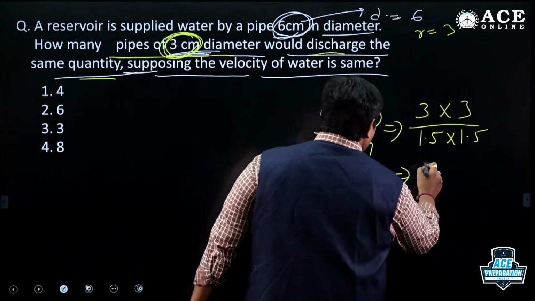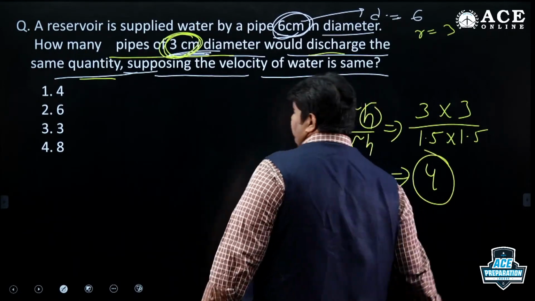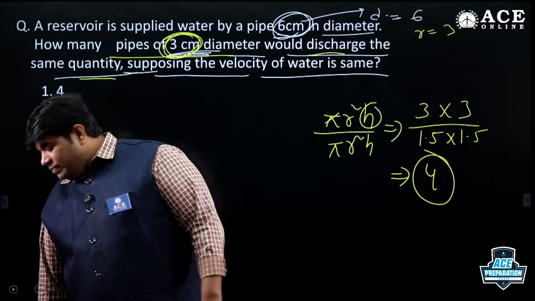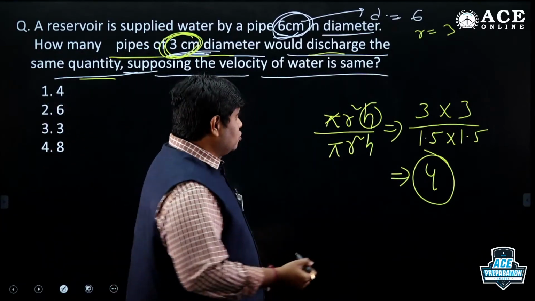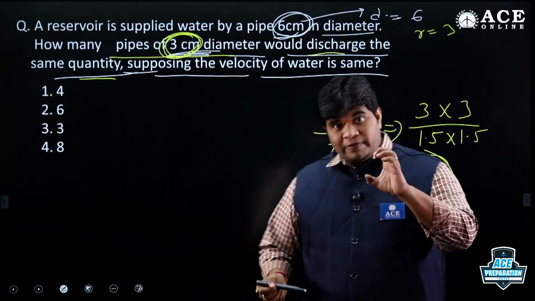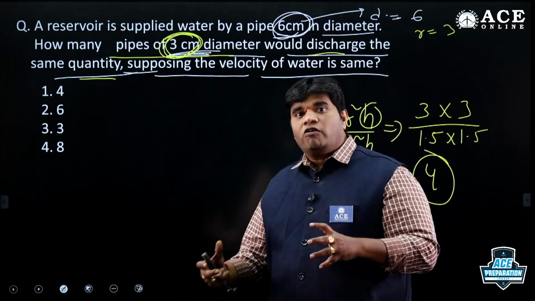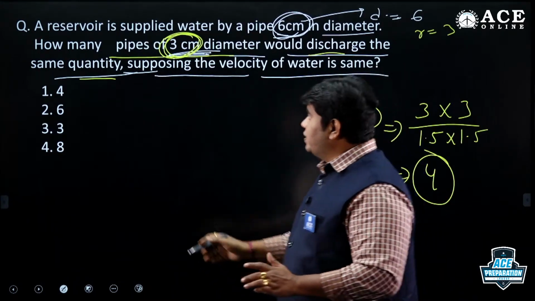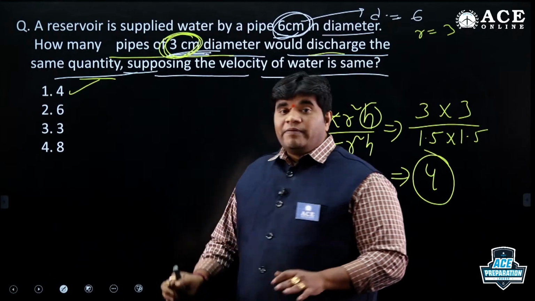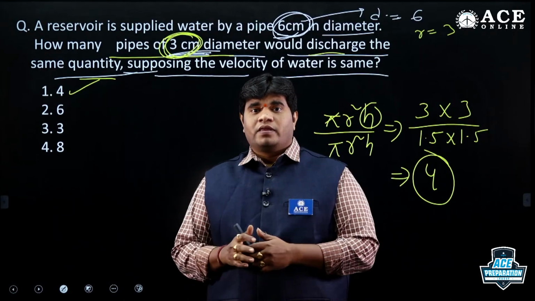Then the answer: in total how many pipes are you getting? 4 pipes. So 4 small pipes, we are getting the same quantity of output. Now friends, this type of questions we had.